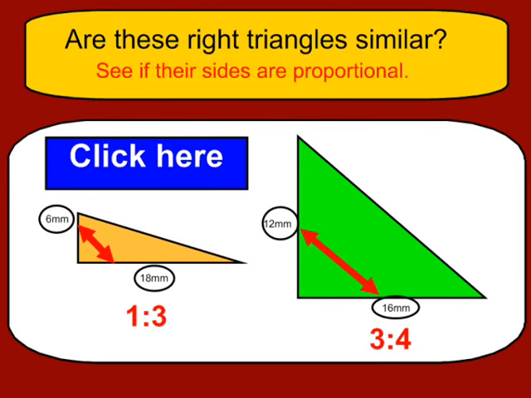Now, here are two right triangles. Are they similar? Do they have the same ratio when you're looking at their sides? This one has a ratio of 6 to 18, which would simplify to 1 to 3. The larger right triangle has a ratio of 12 to 16, which is 3 to 4 if you simplify it. They don't have the same ratio. Those are not similar triangles.